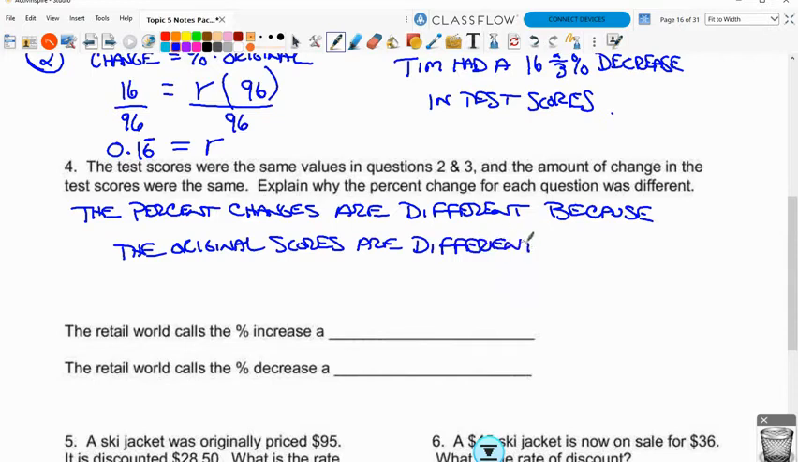Okay, percent change is always based on the original score. All right, a common mistake is to think, oh, the numbers were the same, so that means the percent changes are going to be the same. But no, you have to look and see what the original values were. If the original values are different, then your percent changes are going to be different.